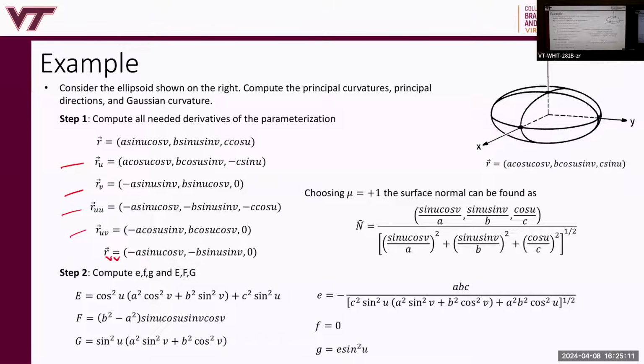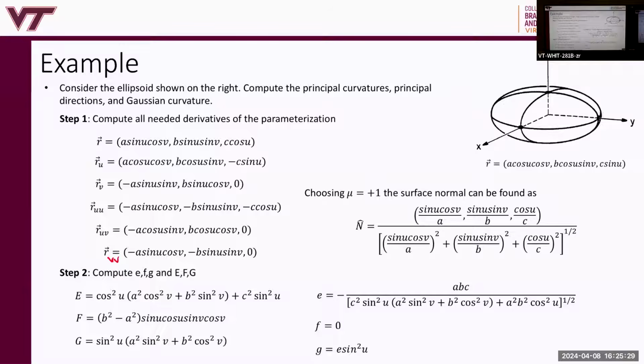And once you have all those derivatives, you have everything you need to calculate big E, F, and G and little e, f, and g. So this should be V. If you do this calculation, remember what is E? Capital E, do you remember? We go back.